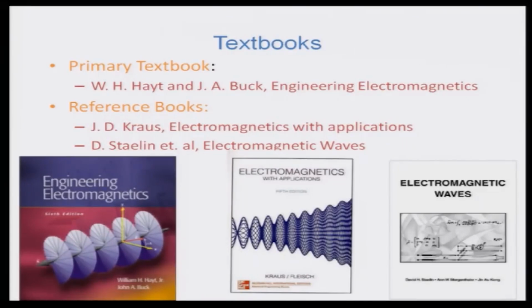We will also use a couple of other books for reference. One of them is Electromagnetics with Applications by Kraus and Fleisch, and the other is Electromagnetic Waves by Stallin. This Kraus textbook is interesting in the sense that it talks about theory less, but it includes a lot of applications. So, if you are someone who wants to know where electromagnetics is being applied after every concept, you can consult this reference book. We will of course be discussing the applications of electromagnetics as and when time permits.